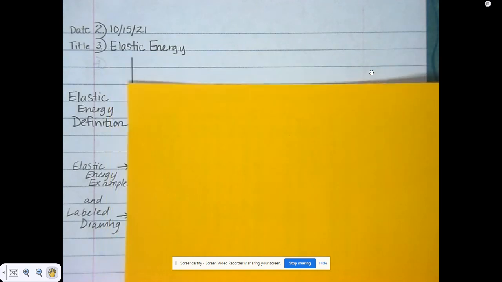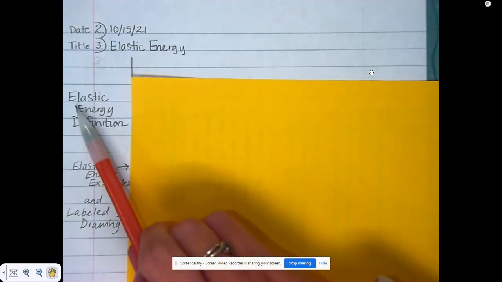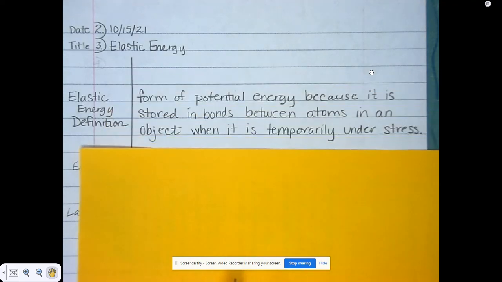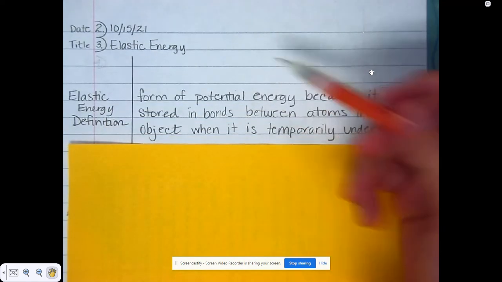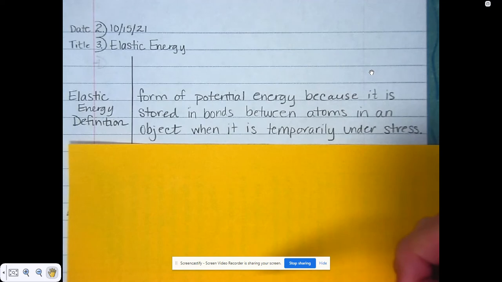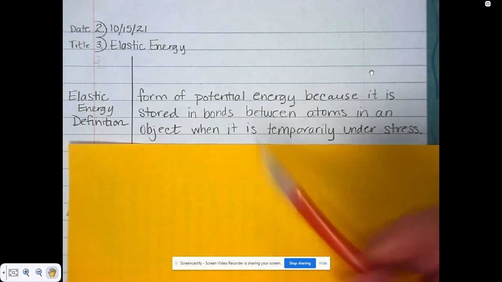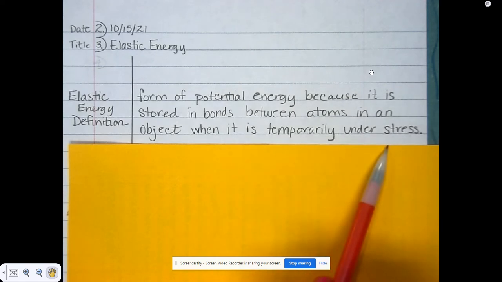And I noticed that the first thing that they had was the definition. So I'm going to write down elastic energy definition. And I'm just going to write the definition that they mentioned there. It's a form of potential energy because it is stored in bonds between atoms in an object when it is temporarily under stress. So you might want to pause your video because I'm going to continue on. You might want to pause your video and then unpause it after you have that written down.